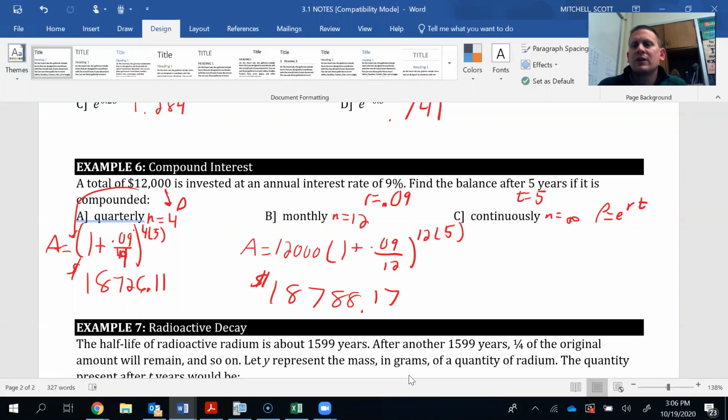It's A, that's the wrong formula. A equals P E to the RT. I wrote it wrong the first time. So we're trying to find the amount that's going to be in our account. We put in our initial amount of 12,000 times E to the 0.09 times 5. And then that should be our amount.